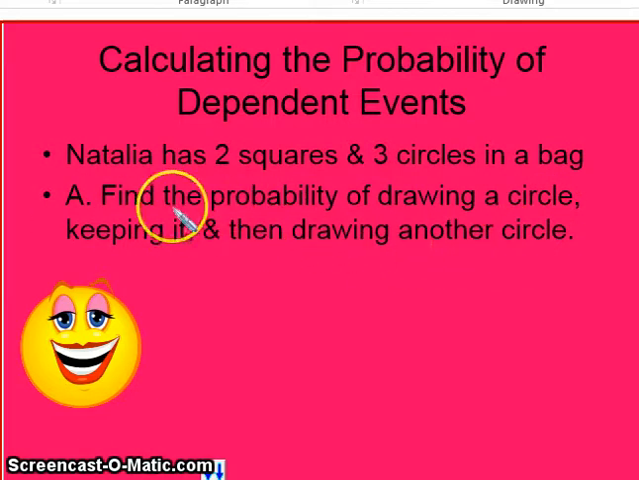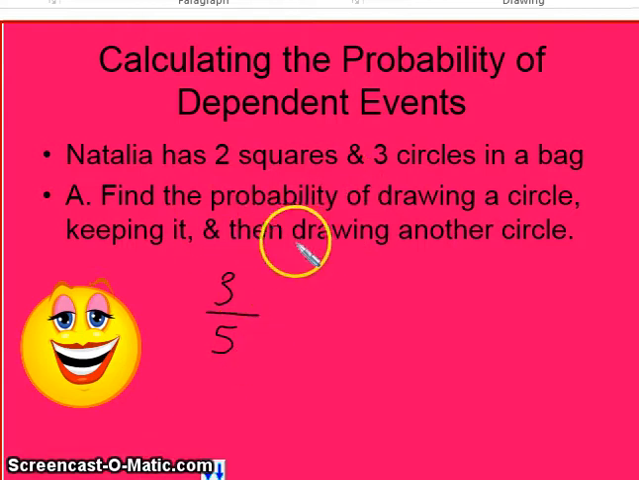So first we need to find the probability of drawing a circle the first time. Now we know that there are 3 circles in the bag out of a total of 5 shapes because we have 2 squares and 3 circles. So the probability of drawing a circle the first time is 3 out of 5.